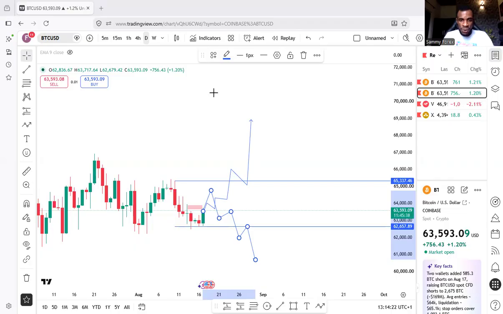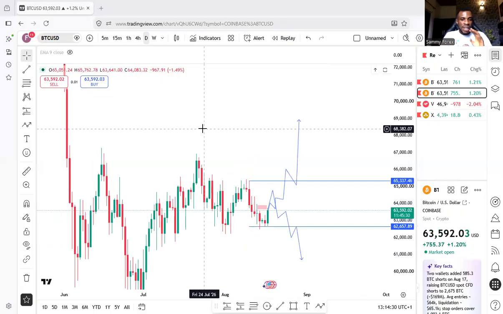I cannot see the chart. Log out and log in again. If you don't see the chart, log out and log in again so that you'll see the chart. Now, that's the weekly time frame.